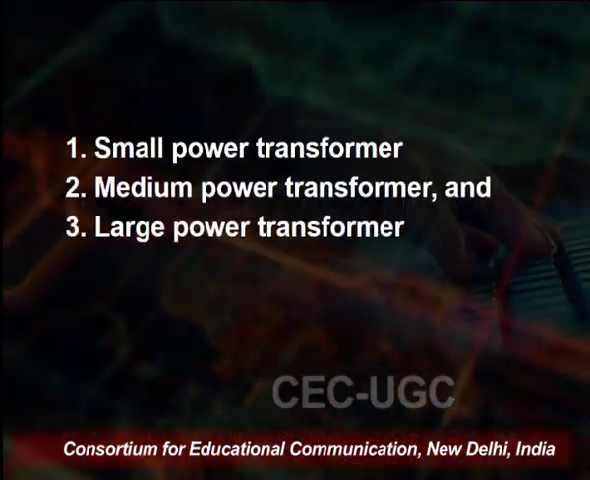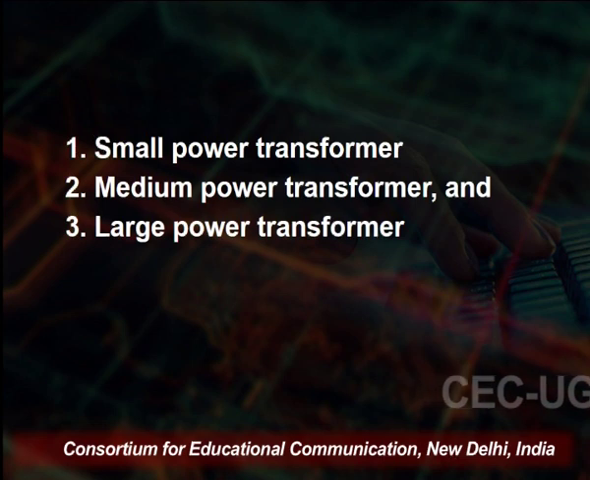Each primary and secondary winding has different volt-ampere characteristics according to the ratio of the turns on the primary and the secondary. So, it is divided into 3 as we discussed: small power, medium power and larger power.